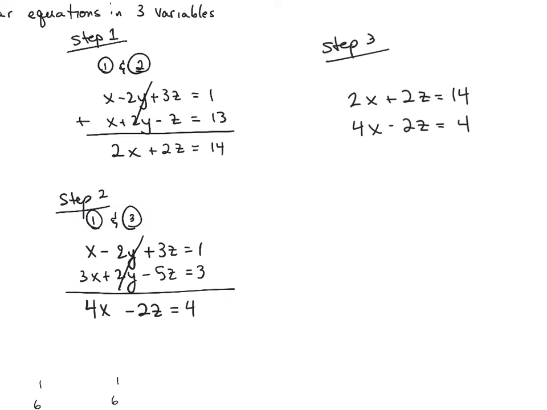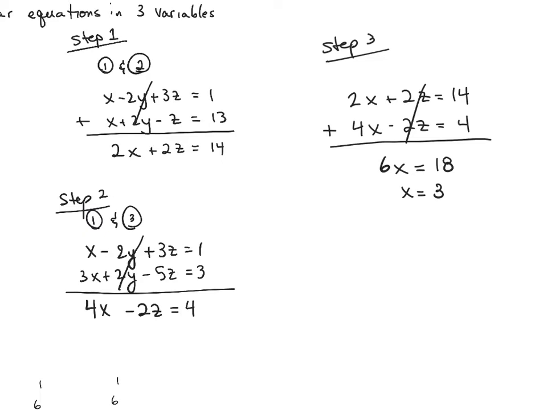And again, it doesn't always happen to have opposite coefficients automatically. We're getting pretty lucky on this example. You may have to multiply one or both equations by some values in order to get opposite coefficients. But with this one, we can automatically cancel the z variable and we get 6x equals 18. So x equals 3.